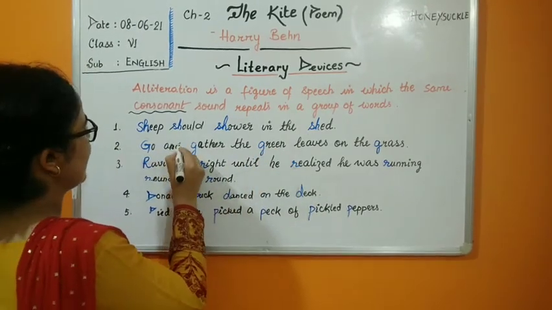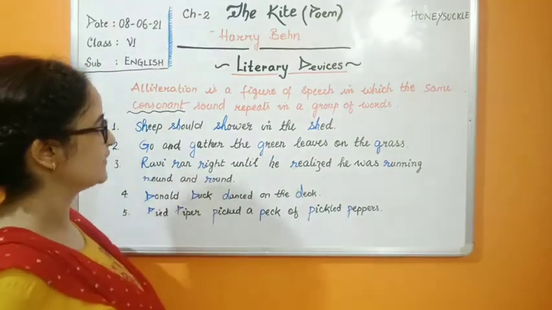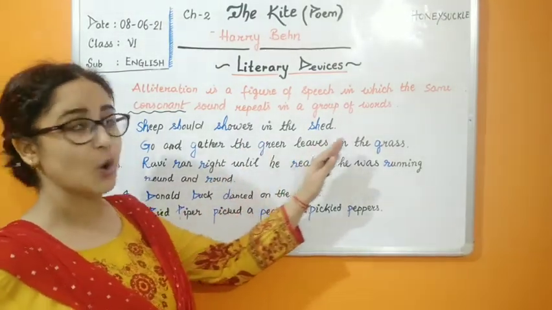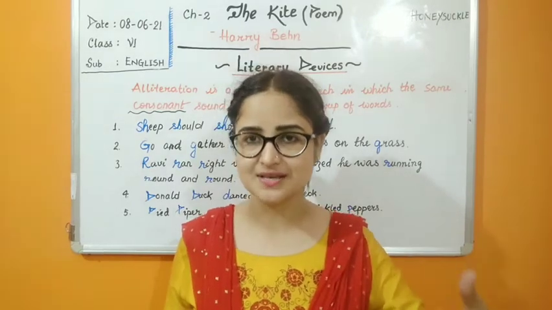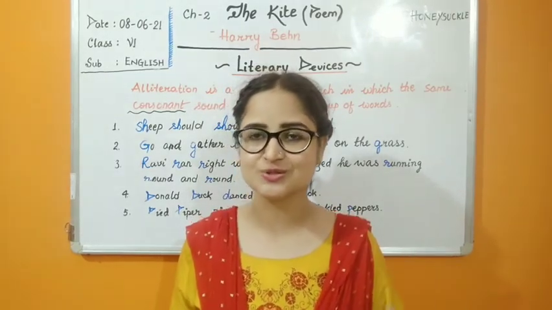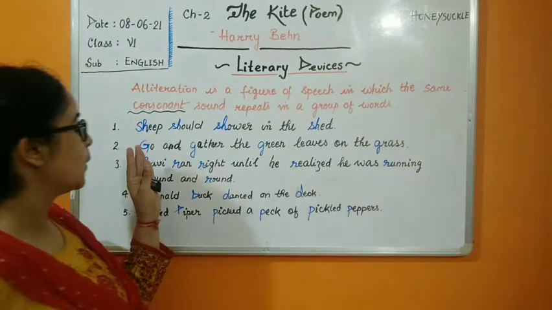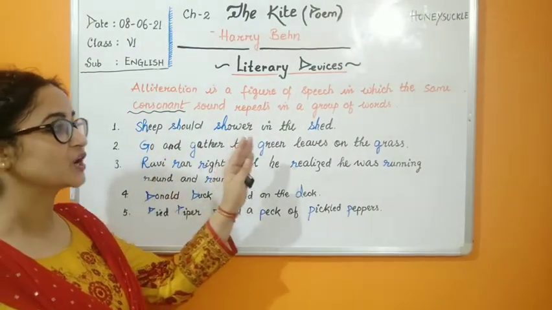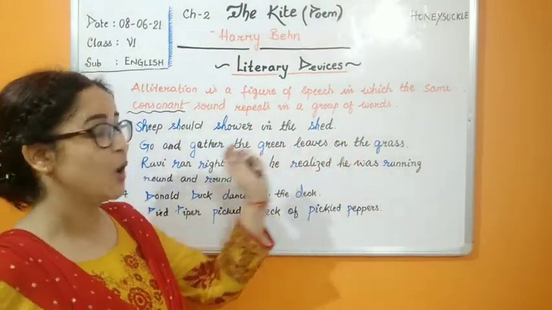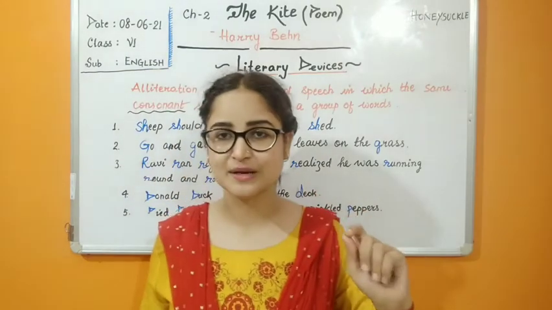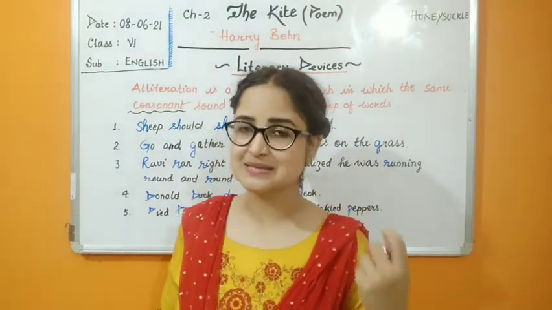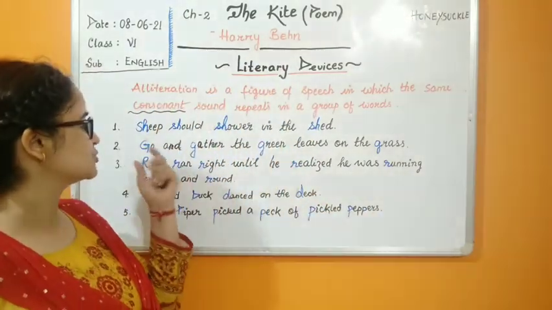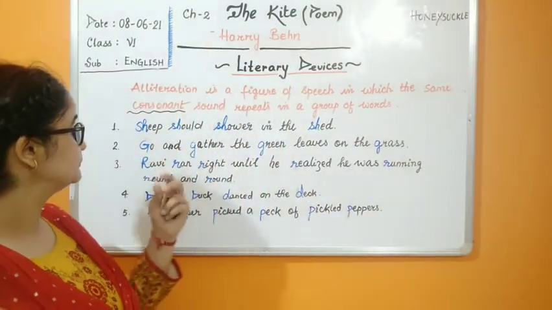So here we have, go and gather the green leaves on the grass. Do you see the occurrence of the g sound? G is a consonant, right? So, go and gather the green leaves on the grass. All the same consonant words have been marked with blue. See here, I have marked the consonant with blue color.